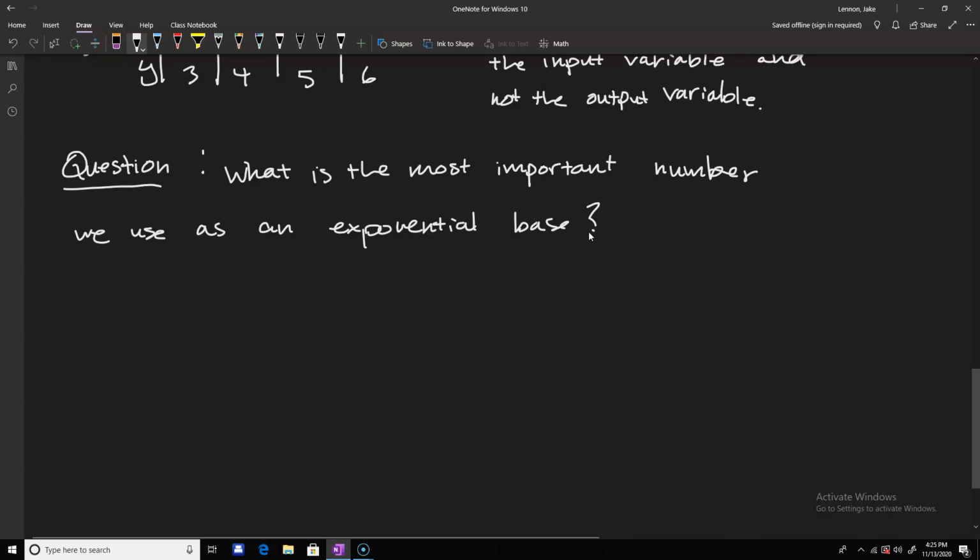This is not technically something you would have to do, but it's interesting to think about. Would I pick 10? Would I pick 2? Would I pick some other number? You can pause the video and think about that. But the answer is actually the special number we use, which is on equal footing with pi.